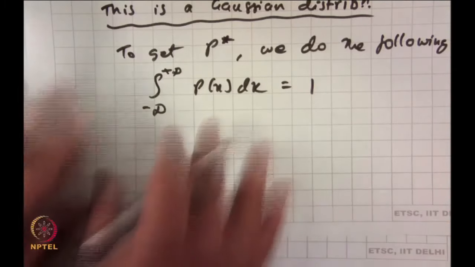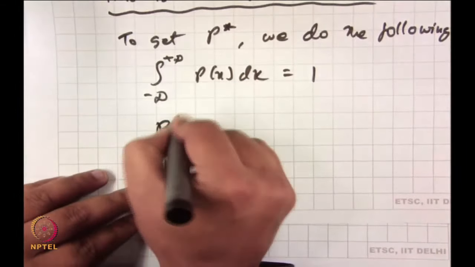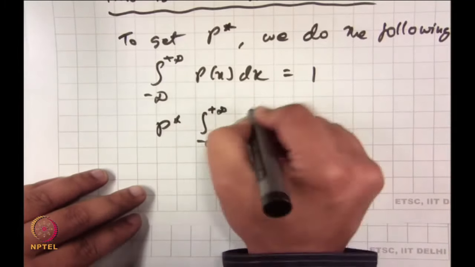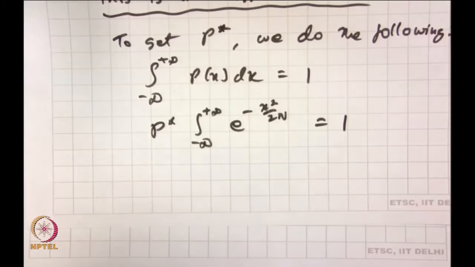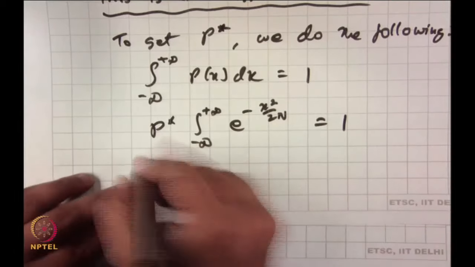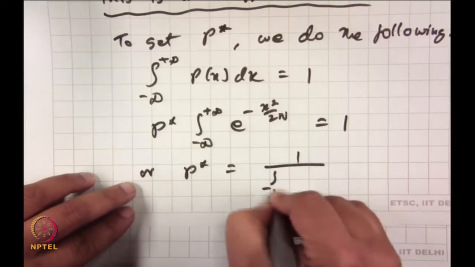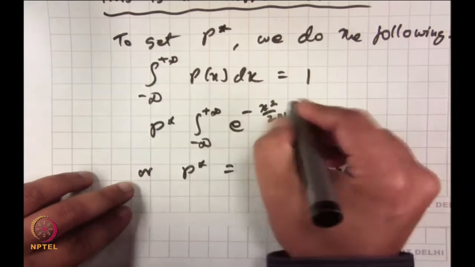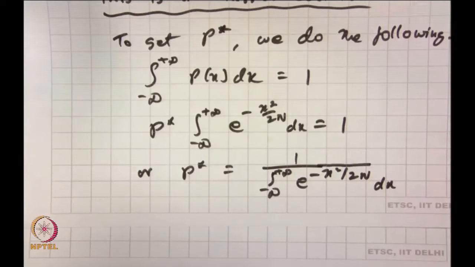So, what you do is, you wrote it here because p of x is the probability, then this would be p star times the integral from minus infinity to plus infinity of e to the power minus x squared over 2n, which would be equal to 1. Or p star is equal to 1 divided by the integral from minus infinity to plus infinity of e to the minus x squared by 2n. I should be writing dx here, dx. Now, there are standard integrals for this.